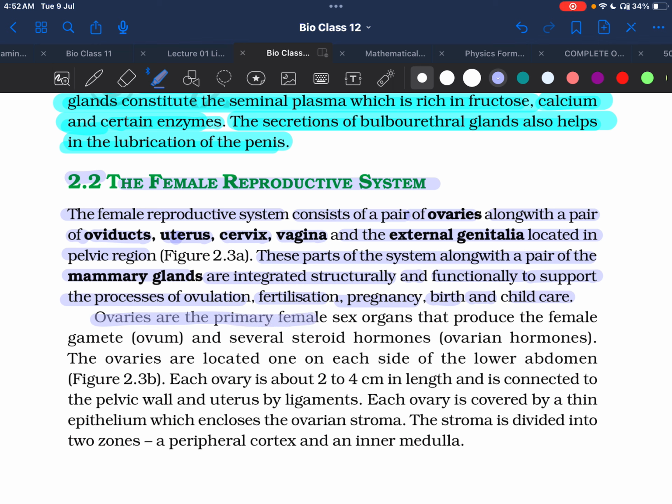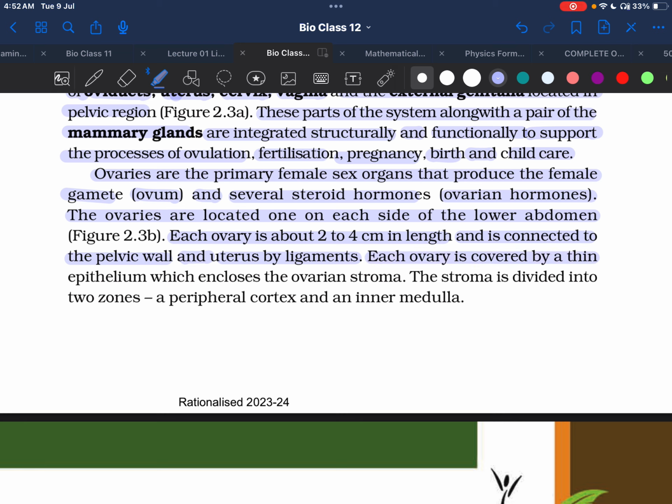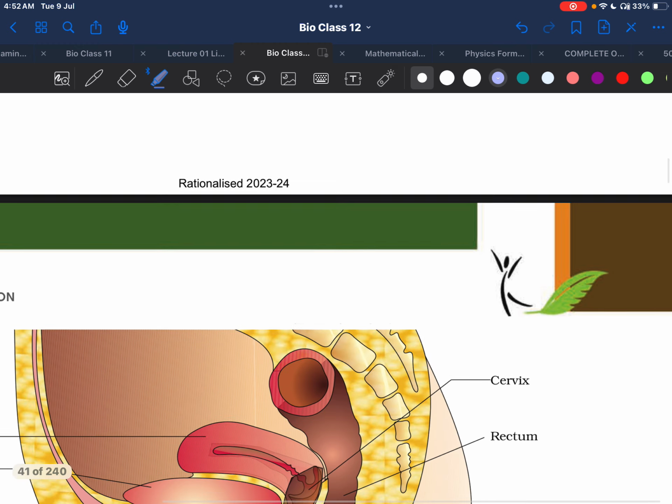Ovaries are the primary female sex organs that produce the female gamete, ovum, and several steroid hormones, ovarian hormones. Ovaries are located one on each side of the lower abdomen. Each ovary is about 2 to 4 cm in length and is connected to the pelvic wall and uterus by ligaments. Each ovary is covered by a thin epithelium which encloses the ovarian stroma. The stroma is divided into two zones, a peripheral cortex and an inner medulla.